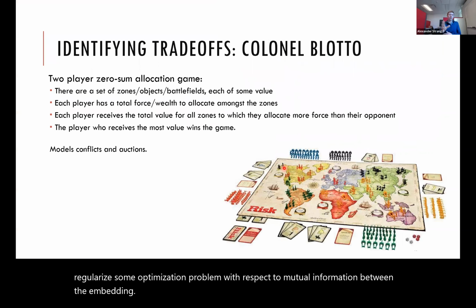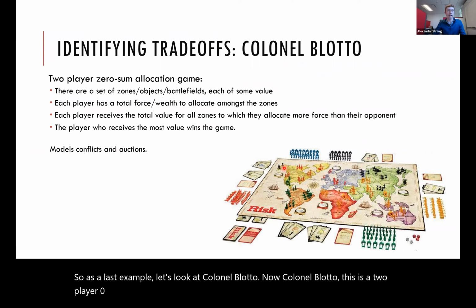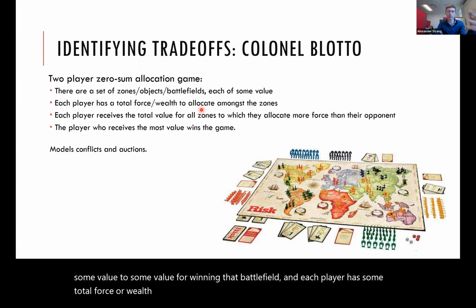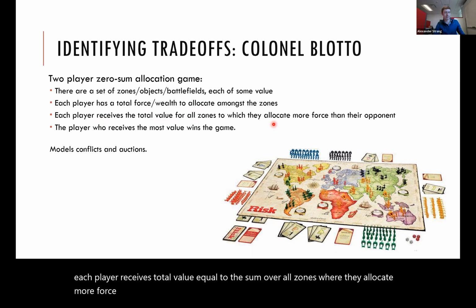Okay, so as a last example, let's look at kernel Blotto. Now, kernel Blotto is a two-player zero-sum allocation game where I have a set of zones or battlefields, each assigned some value. There's some value for winning that battlefield. And each player has some total force or wealth to allocate. You can think maybe this is an auction model. All right, then each player receives total value equal to the sum over all zones where they allocate more force than their opponent.